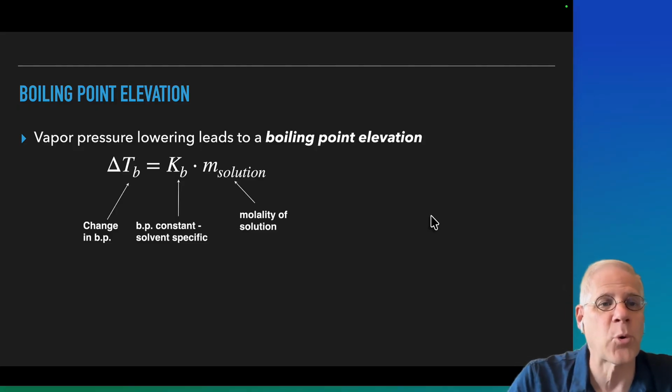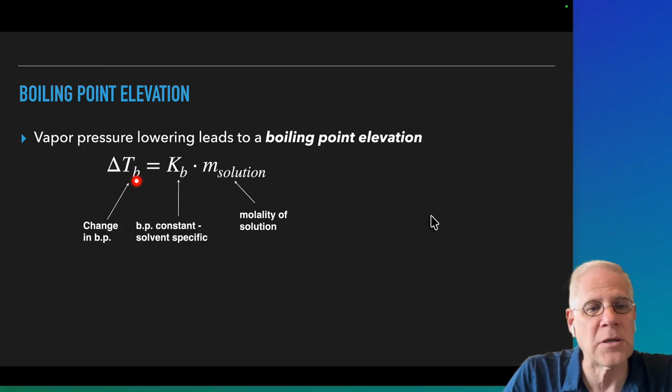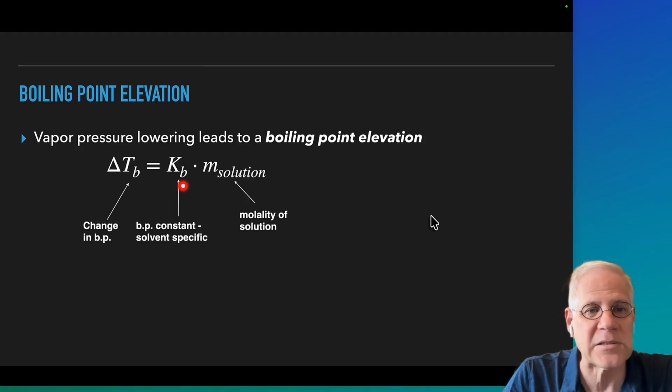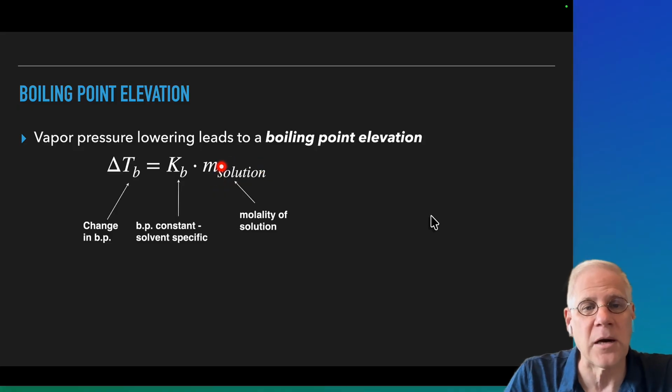Now, the equation for boiling point elevation, again, is also very straightforward. We have the change in the boiling point, so delta TB, so the B is for boiling, is equal to KB. Now, this is a boiling point constant. The B indicates it's for boiling. It is solvent specific, so water has a boiling point constant, acetone has a boiling point constant, methanol has a boiling point constant. They're all different. Okay, and then we need to look at the molality of the solution, not molarity. Molality of the solution, our little m there.